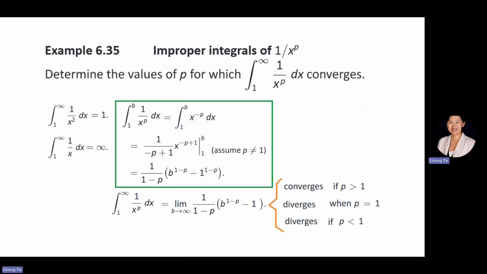This discussion not only tells when it converges and when it diverges, it also tells us the actual value of the improper integral. It's right there. If it converges, that's when p is bigger than 1. Therefore, b to the 1 minus p power will have the limit of 0. So it's 1 over 1 minus p, times 0 minus 1. So it's 1 over p minus 1. That's the integration value. The negatives cancel. Any question?